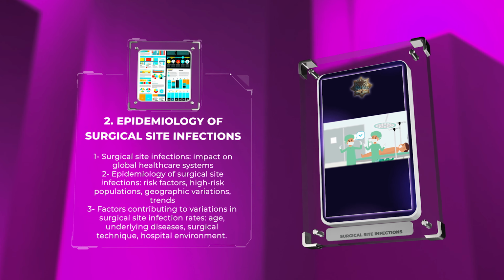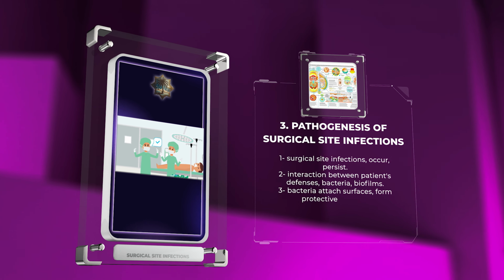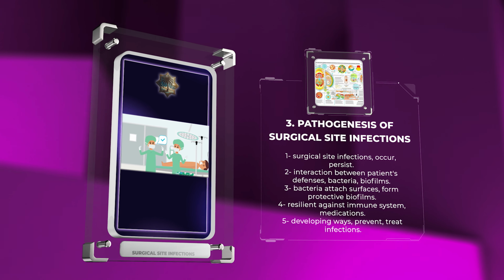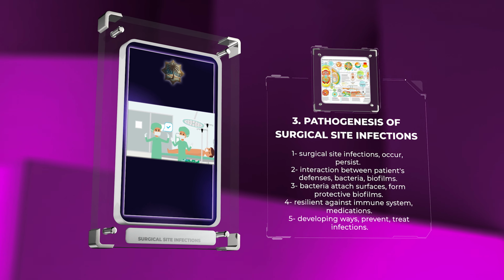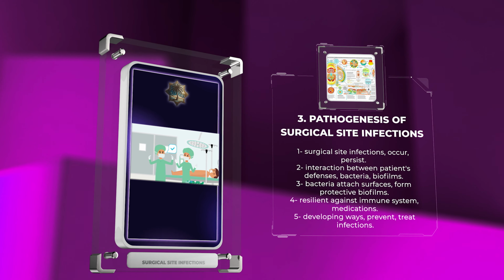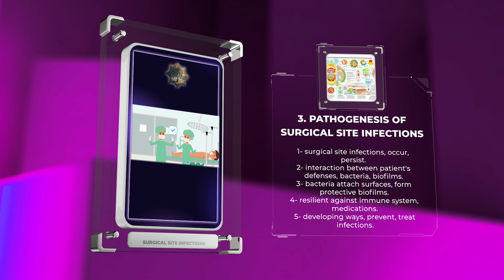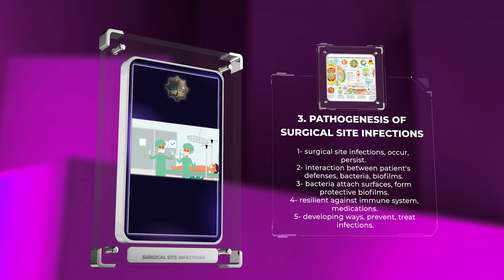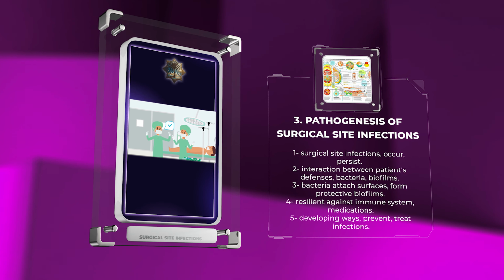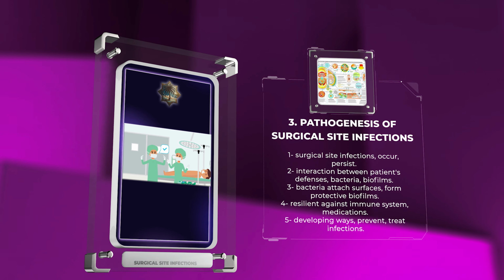In the video, we will explore how surgical site infections occur and persist. It involves the interaction between the patient's defenses, bacteria, and biofilms. Bacteria can attach to surfaces and form protective biofilms, making them resilient against the immune system and medications. Understanding these processes is crucial in developing ways to prevent and treat infections.